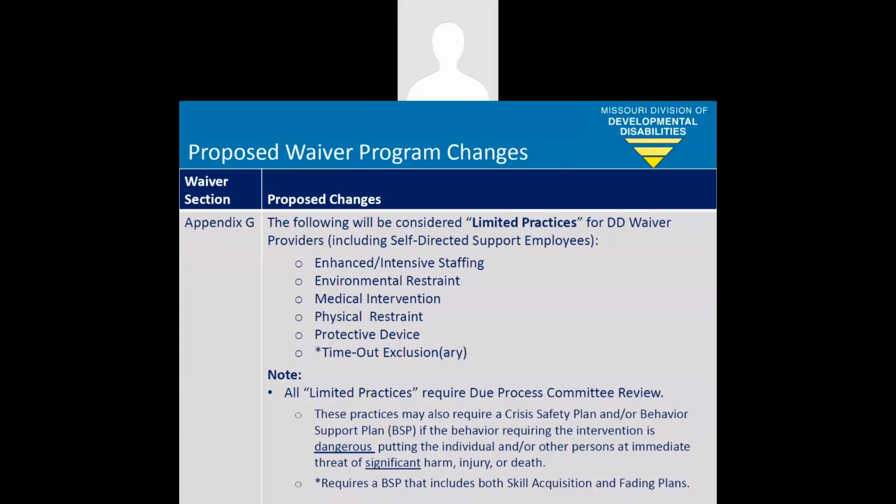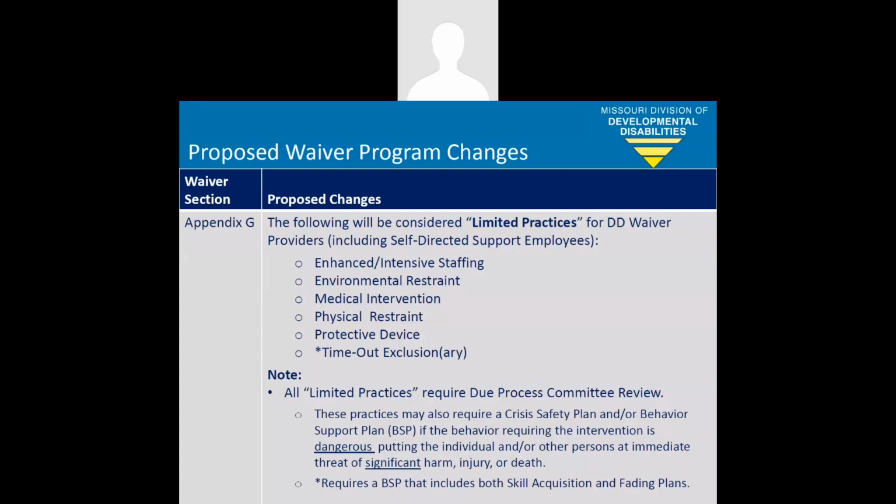This refers to the use of one-to-one or higher staffing levels for supervision and/or safety, and is considered a component of the services. The next is environmental restraint. This is a practice that limits a person's access to some aspect of their environment, activities, and/or things in their environment in an effort to manage behavior.